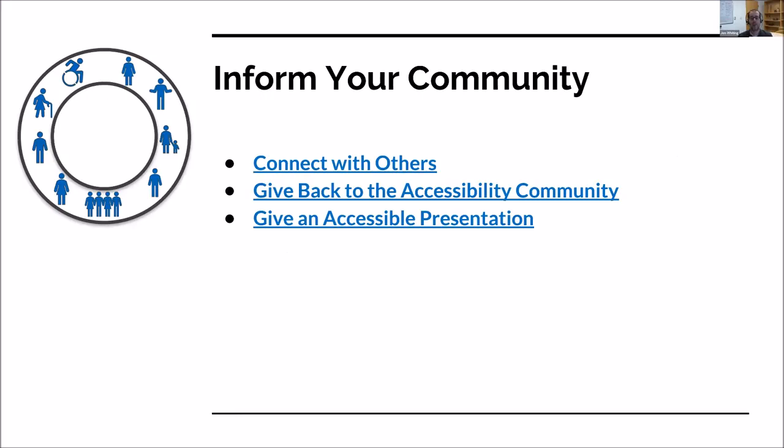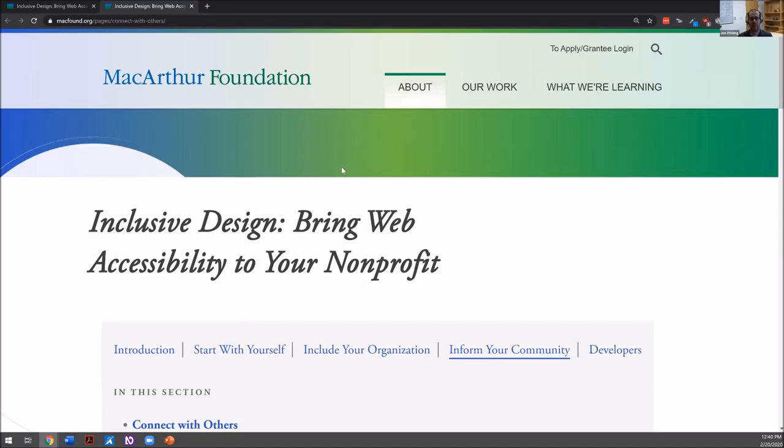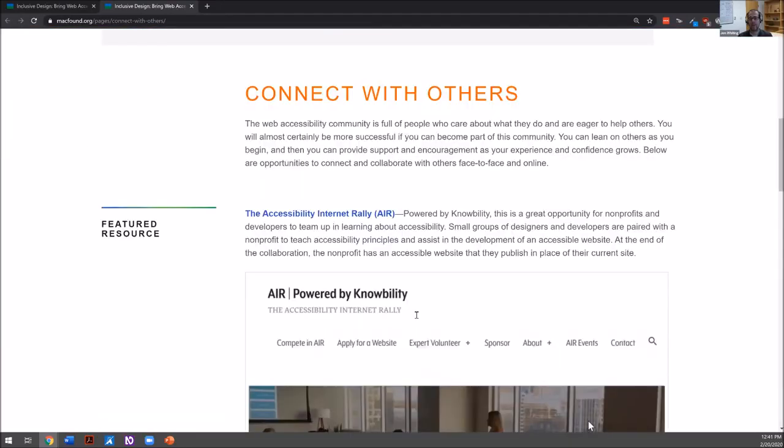And that third section, informing your community, we provide some resources on how to connect with others, some links to some accessibility. And again, sorry, I'm going to jump to that website. Links to connect with others.